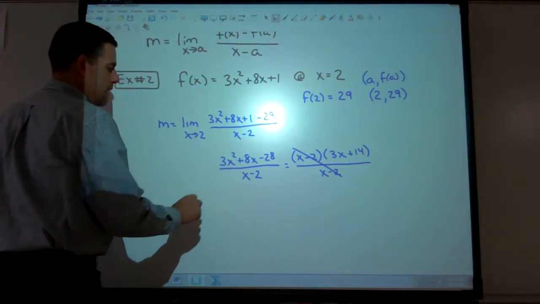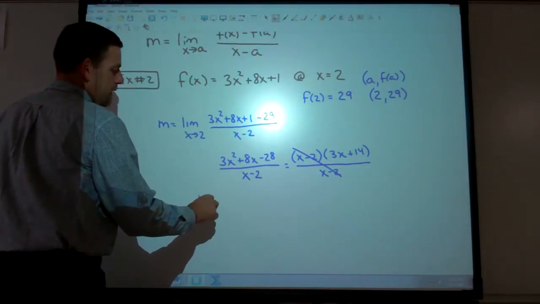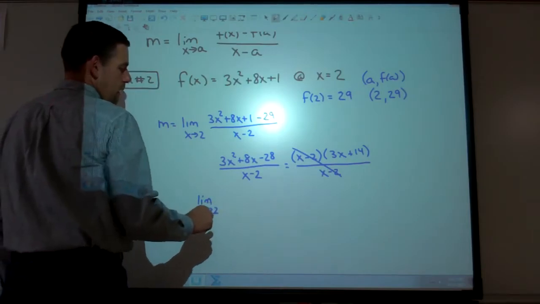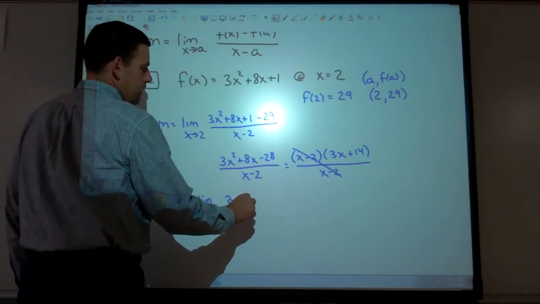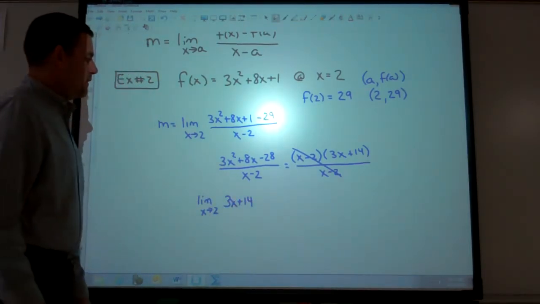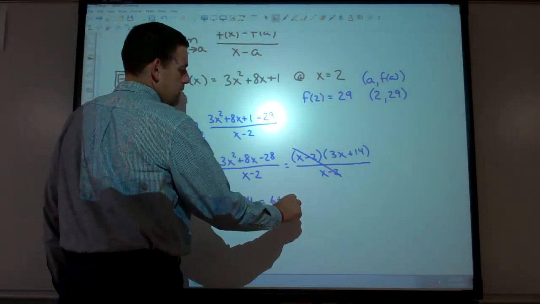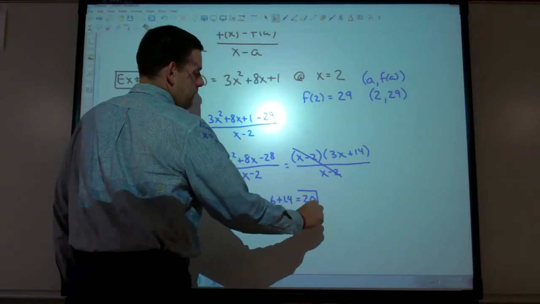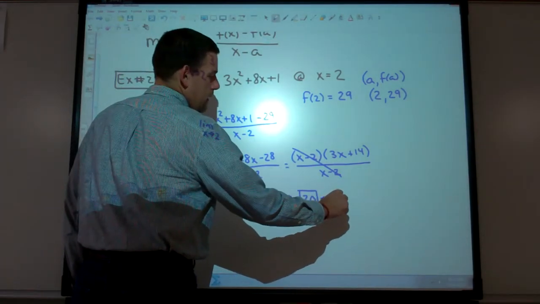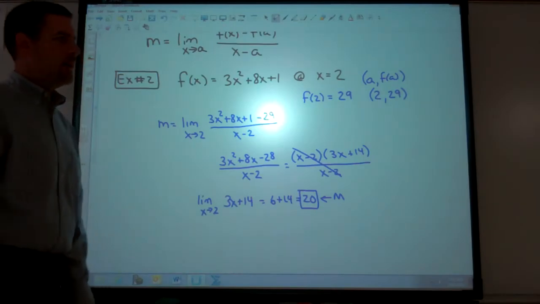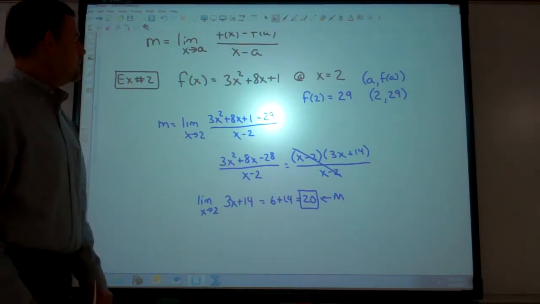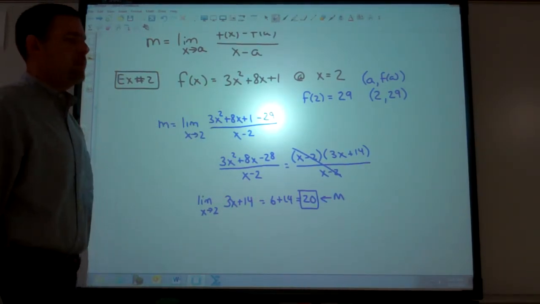So these two cancel out, and now I'm really looking at the limit as x approaches 2 of 3x plus 14. And that we know not to be difficult. Substitute the 2 in, we get a 6. So 6 plus 14 is 20. That is the slope of the tangent line at (2, 29) to the function 3x squared plus 8x plus 1.